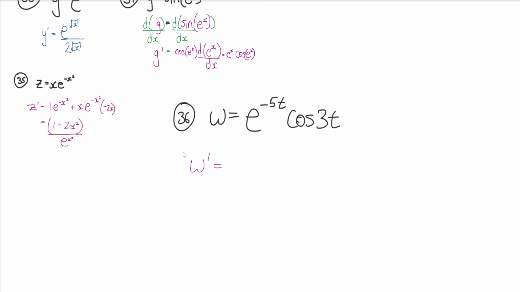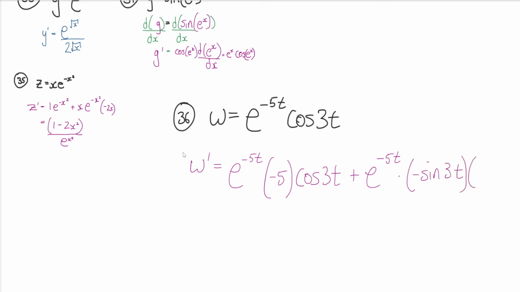W prime. This is a product fundamentally, just on this outermost layer of this onion, the skin of the onion. It says product. Okay, so we've got to do e to the negative 5t, this is the derivative of the first. No, sorry, the t is gone. Times just the plain old second plus the plain old first times the derivative of the second times the derivative of the inside of the second. Right? Don't forget that 3.